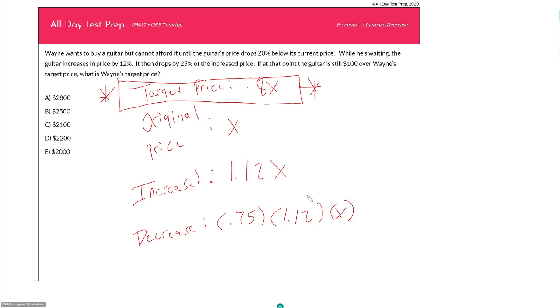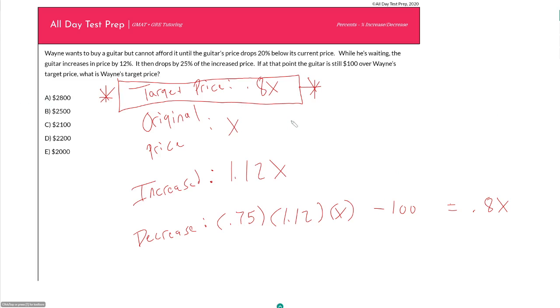So now we have a bunch of expressions. If we want to solve for x, we're going to need an equation. And in this last sentence here, that is where we get our equation, because it says if at that point the guitar is still $100 over Wayne's target price. And so that means if we subtract $100 from our price here, then that would be equal to our target price of 0.8x.